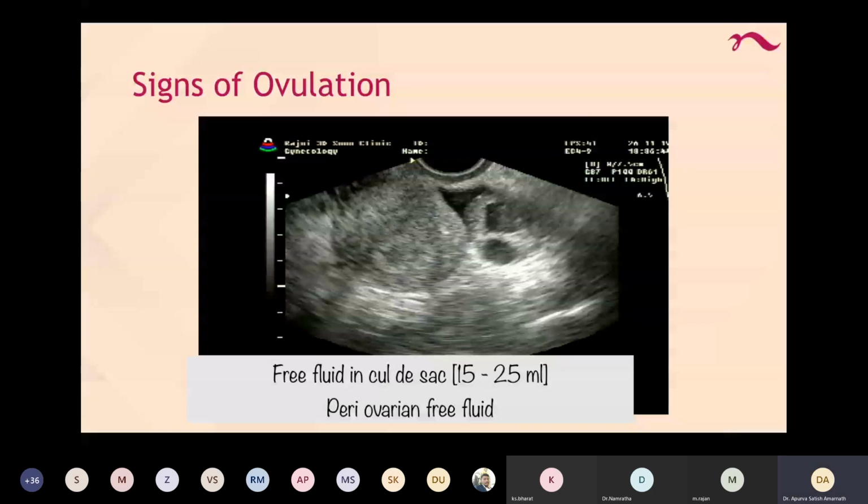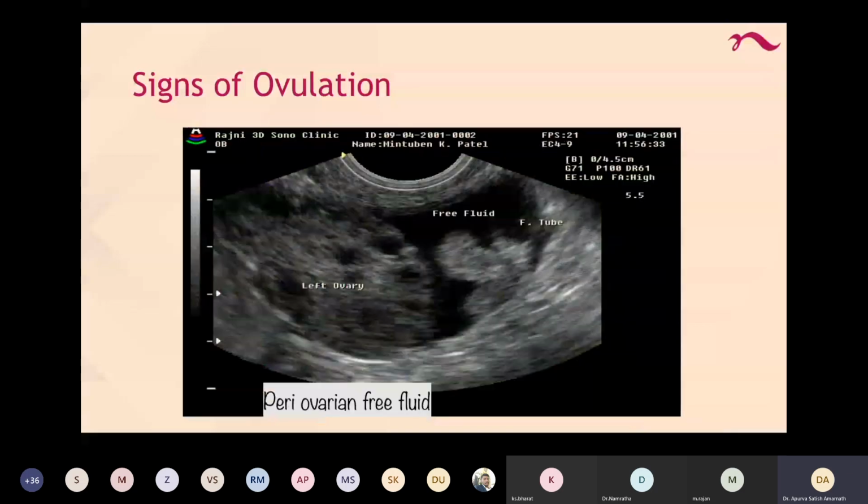So this is another picture of the free fluid. Sometimes instead of fluid in the cul-de-sac, especially if it's an ongoing or a fresh ovulation, peri-ovarian free fluid can be seen. So that also is a sign of ovulation.